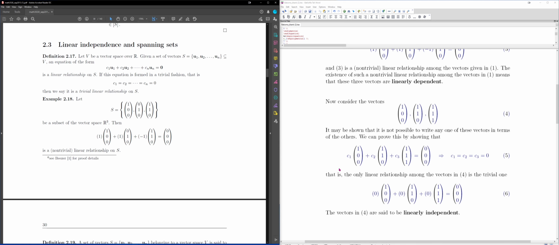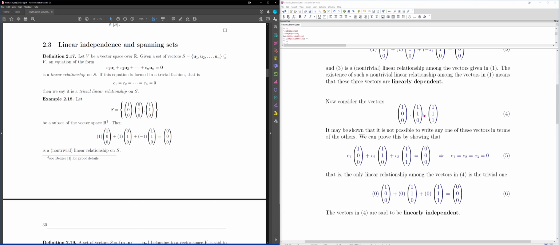So what I'm saying here is that if you consider this vector equation, and the only possible solution for C1, C2, and C3 is the 0 here, the 0 here, and the 0 here, what that means is that these vectors have no relationship among them. And you call this linearly independent. So these vectors here are linearly independent vectors.